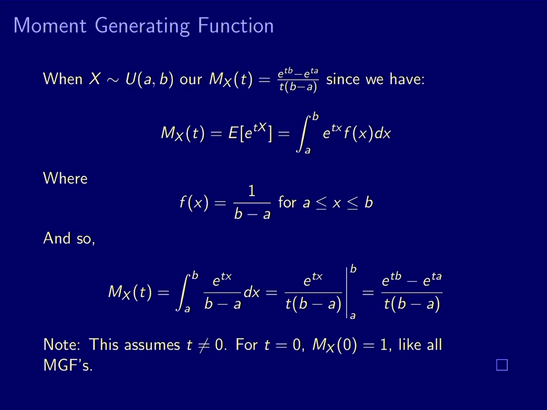And I will draw your attention to this note. It really should be emphasized that this MGF works for any t except t equals 0, because here, if t was 0, we'd have 0 over 0. And you don't want to deal with this indeterminate form right now. Just remember that for the moment generating function, when t is 0, we need to have M_X(0) equals 1.